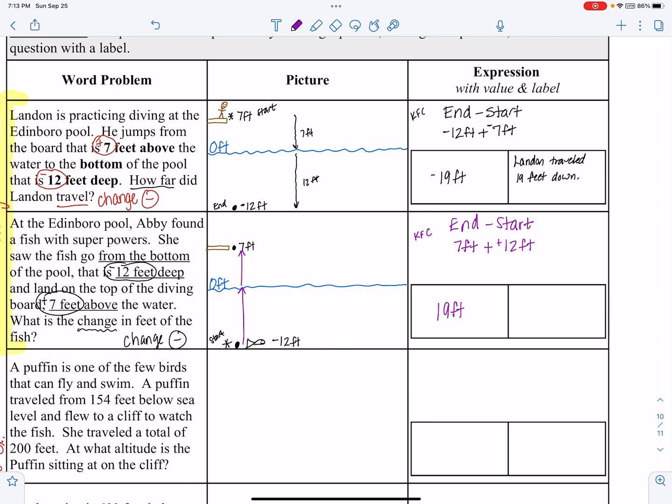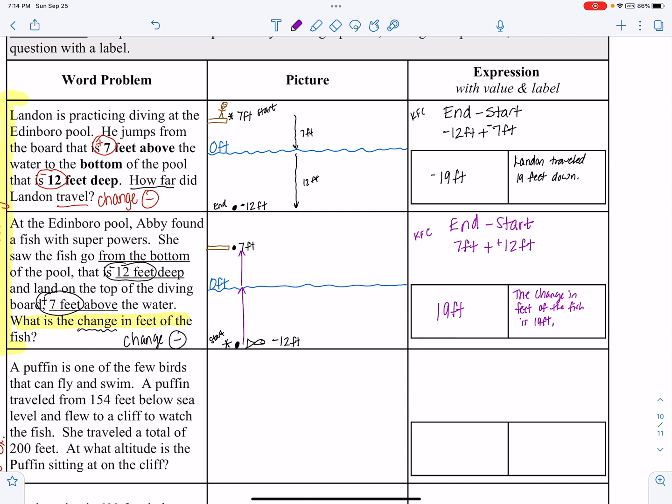And so that lets us know, let's go back to the question. I like to always revisit the question. What is the change in feet of the fish? That way I'm answering it correctly. And I'm going to restate it. The change in feet of the fish is 19 feet. Okay? All right.